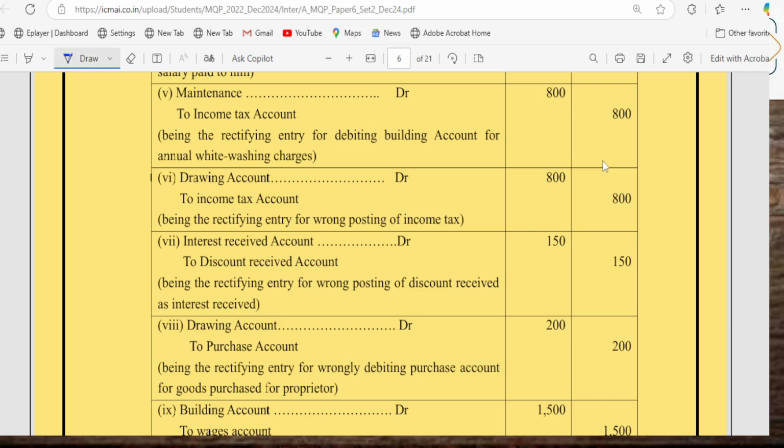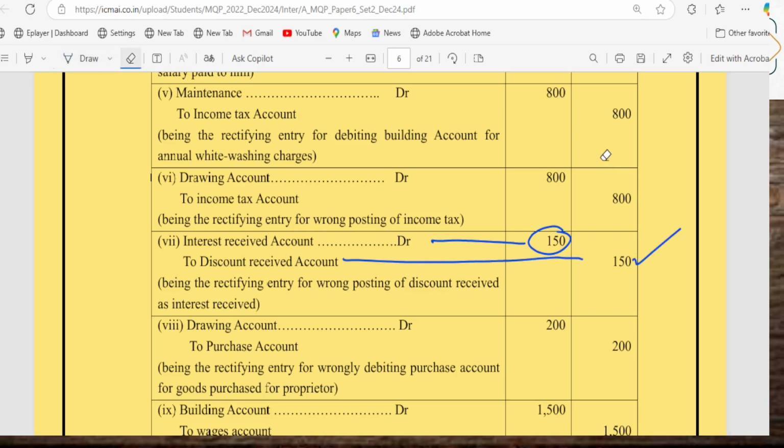Discount receipt was recorded as which one? Sorry, discount receipt was recorded as interest receipt. தப்பா interest credit பண்ணிருக்கீங்க, debit to remove. Debit to remove. Interest receipt is to record the correct one.